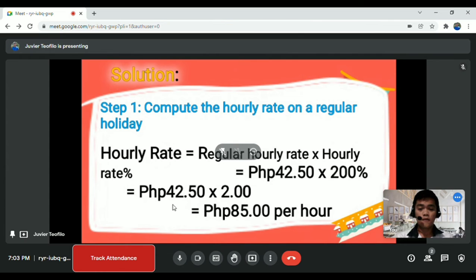Let's go back. So 42.50 times 2 is equal to 85 pesos per hour. So this is our hourly rate. Let's have this step number 2.